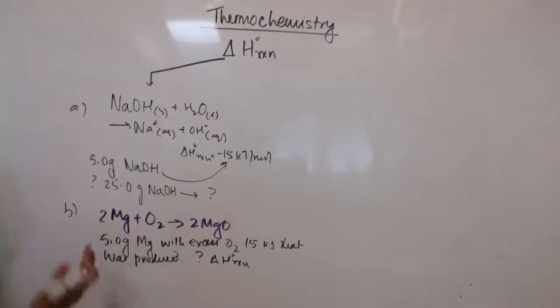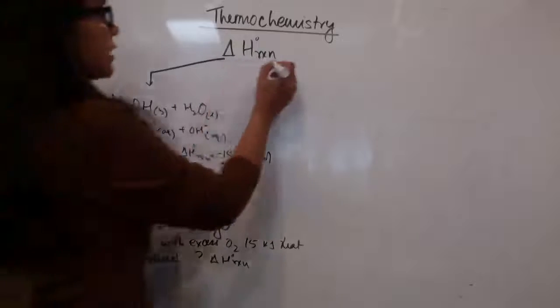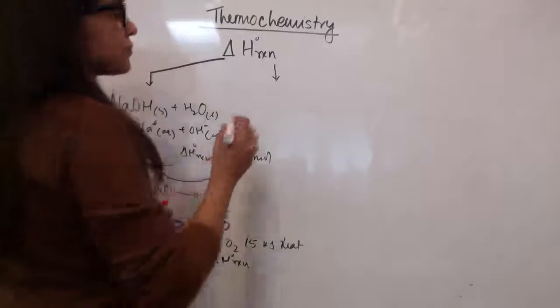So we need to ultimately figure out how much heat 2 moles of magnesium will make. Either you can convert 5 grams to moles, or you can figure out how many grams is 2 moles. So it's basically keeping in mind the moment you change the amount of substance producing heat, the amount of heat produced will be changed. So that is one way we calculated delta H reaction.